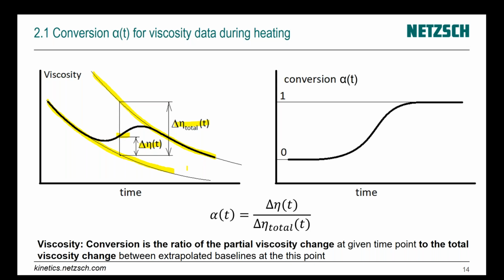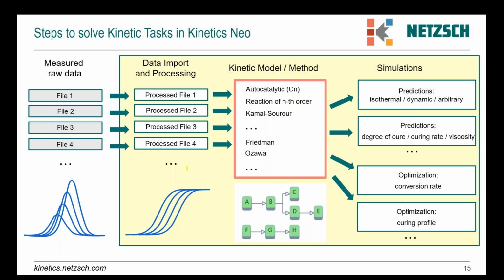So it doesn't matter what the original signal is. Is it TGA or DSC or viscosity or dilatometry? For each case, we recalculate the measured data to degree of conversion. And now we can make the analysis for degree of conversion. How it works: first step of the whole process.